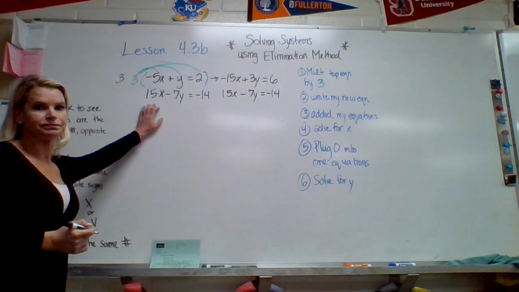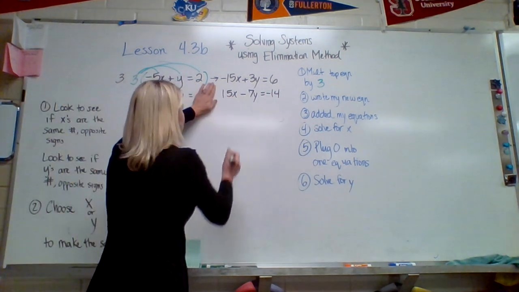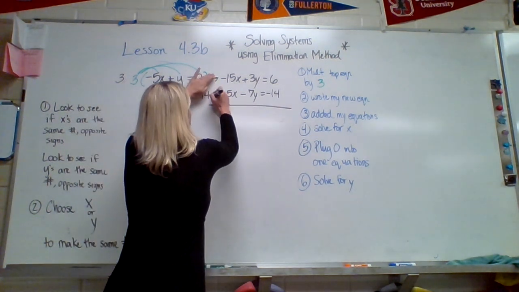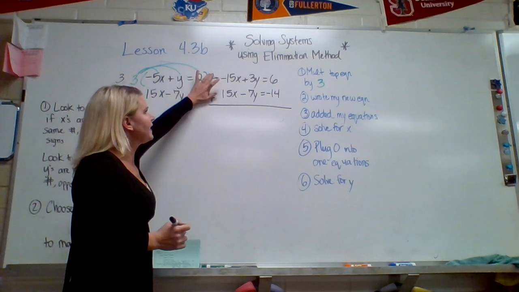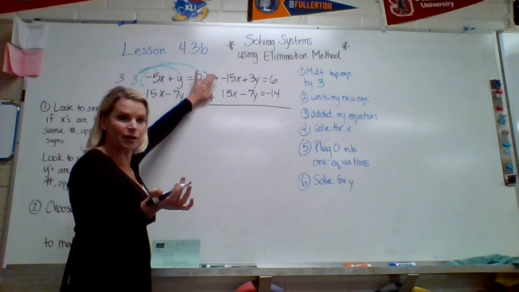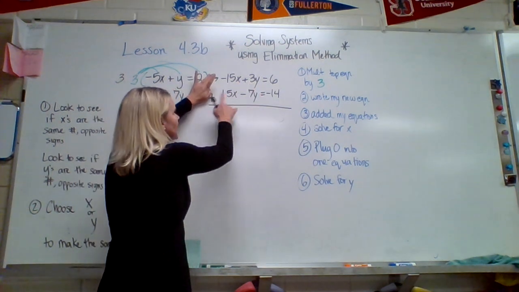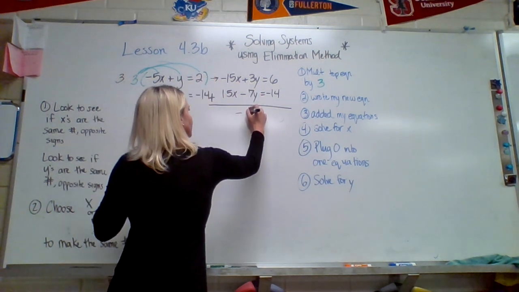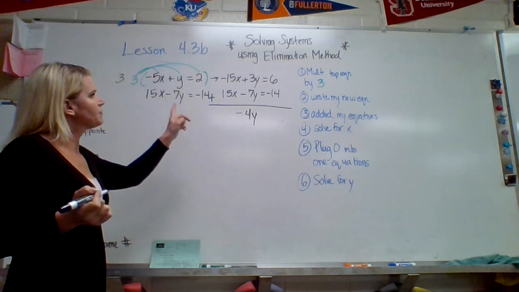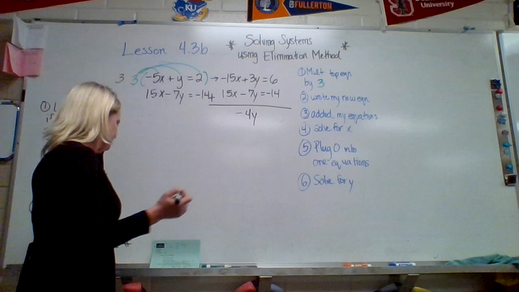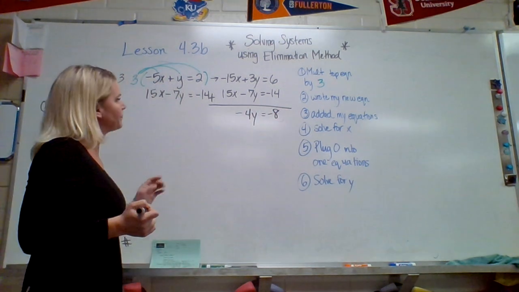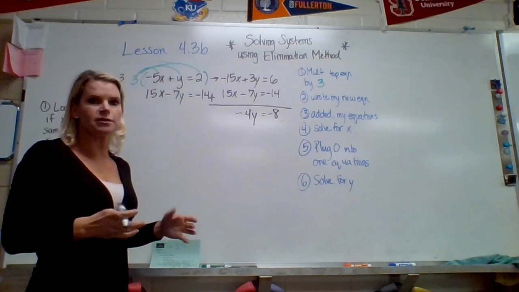So that looks good. These two equations right here are the two that I'm going to add. Negative 15x plus 15x cancels, right? 0. 3 plus negative 7, negative 4y. Good. 6 plus negative 14, negative 8, right? Okay. So now I just am ready to solve for y.